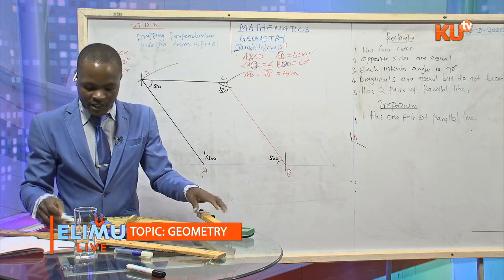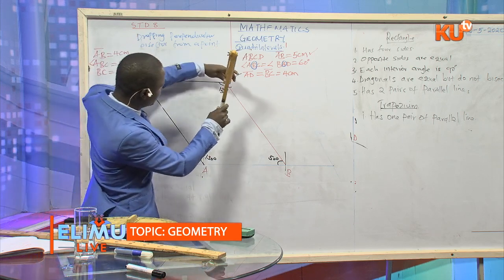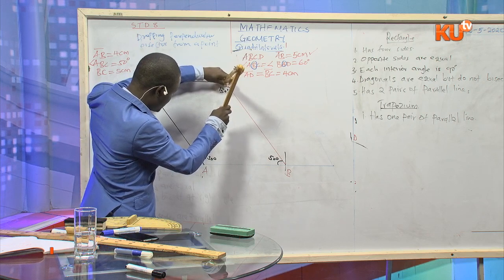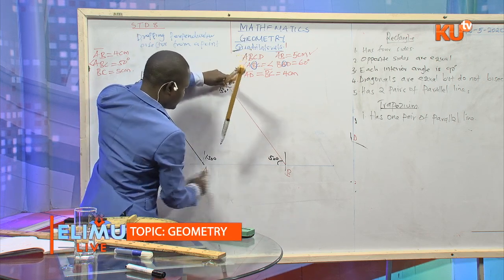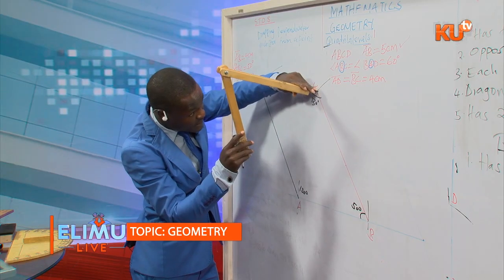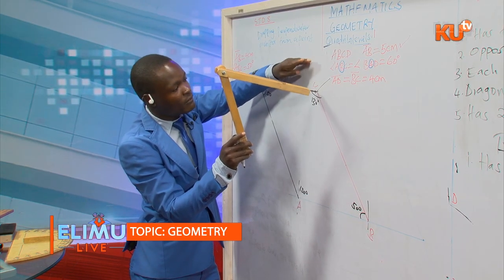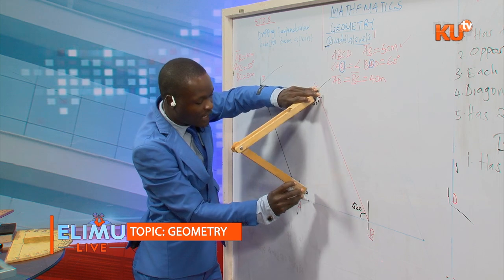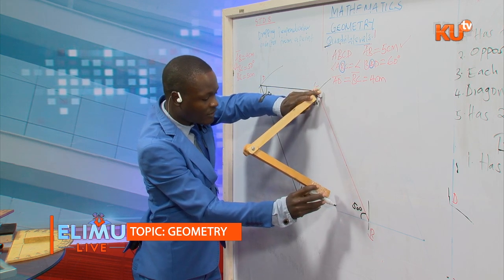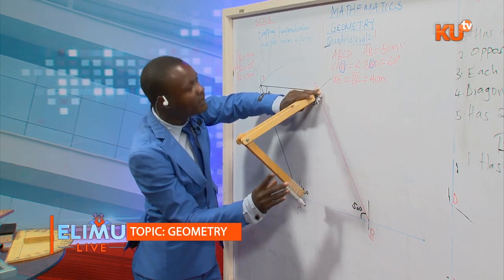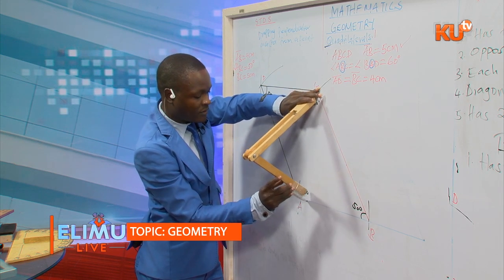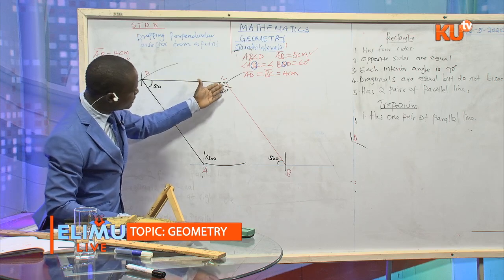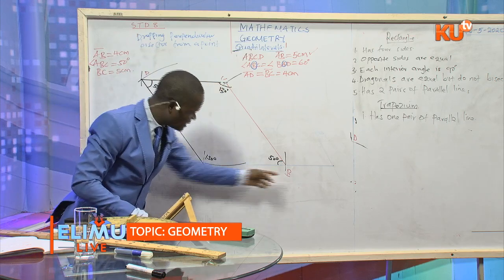So how do you drop a perpendicular line or a perpendicular bisector? You stand at point C. After standing at point C, then find an appropriate radius. This is where the line is supposed to cut line AB. So stand at point C, because you have been told to drop it from point C, and then make sure that you draw an arc that cuts line AB like that. The question is: draw a perpendicular from C to meet line AB at O.